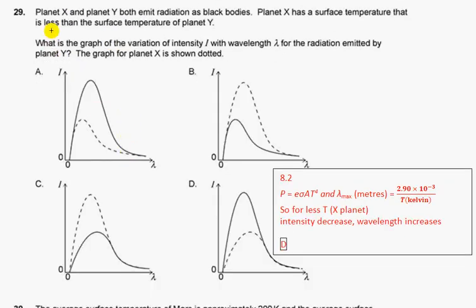Question 29. Planet X and Y both emit radiation as black bodies. Planet X has a surface temperature that is less than the surface temperature of planet Y. What is the graph of the variation of intensity? The graph of X is shown dotted. So X is at lower temperature. We use section 2.8 formula for power and maximum. X has less temperature, less power, less temperature, greater lambda. So this graph corresponds to greater lambda maximum for dotted, and we choose D.